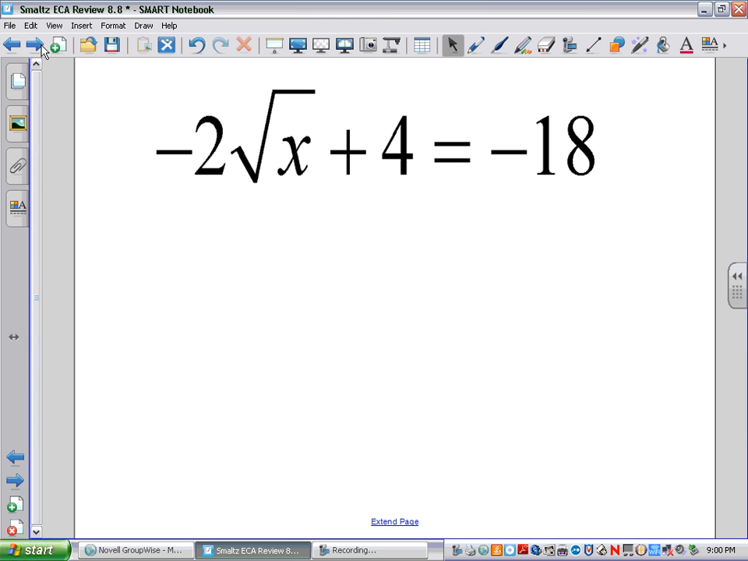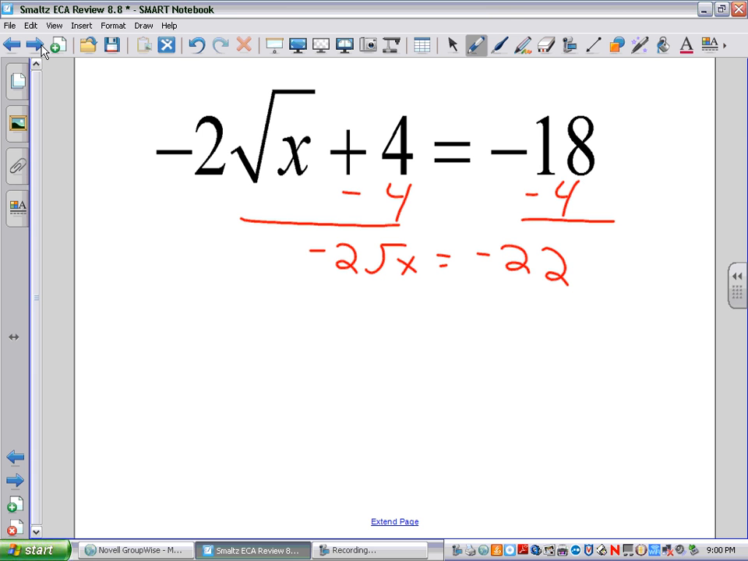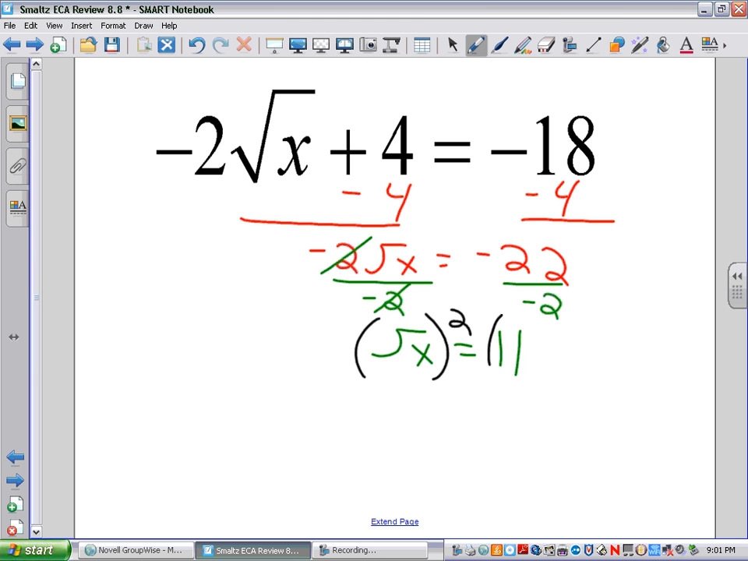One more. First thing to do on the last one is subtract 4 from each side. That gives me negative 2 times the square root of x would equal negative 22. Then I can divide each side by negative 2. Watch your signs here. And those are gone. So you have the square root of x would equal, 2 negatives make a positive, so 11. And then square each side. And you have x is 11 squared, and that's 121.